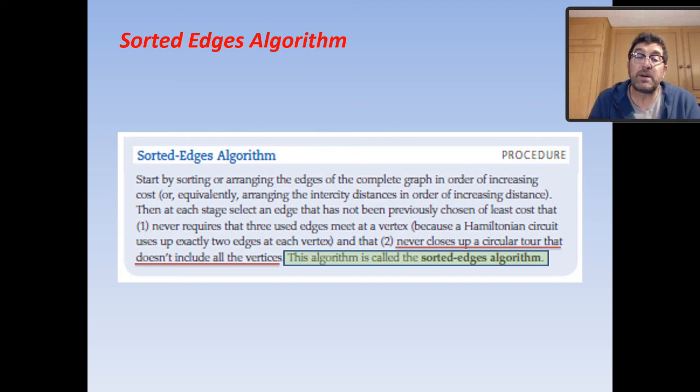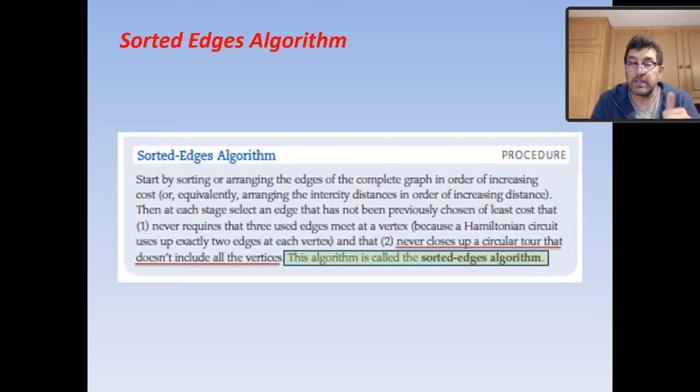And we can think about how it is different from the nearest neighbor algorithm. Let's see what the sorted edges say. The procedure says start by arranging the edges of the graph in order of increasing weight. Then at each stage select an edge that has not been previously chosen, of least cost.